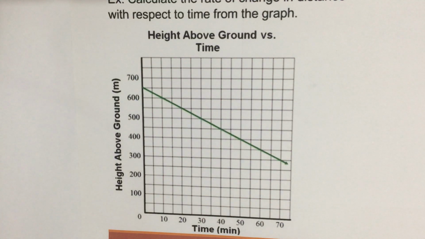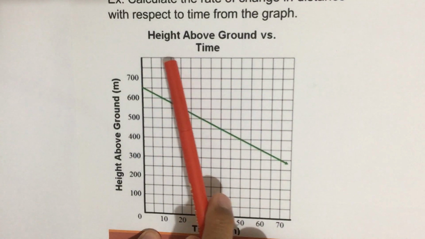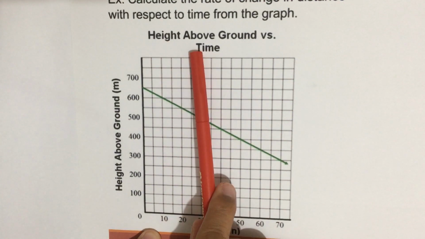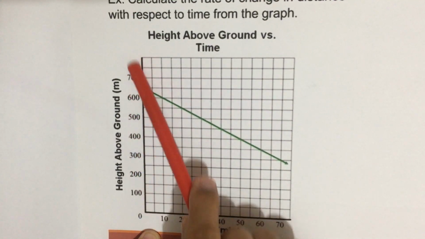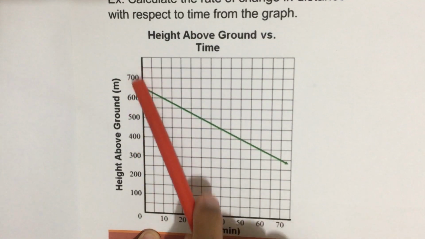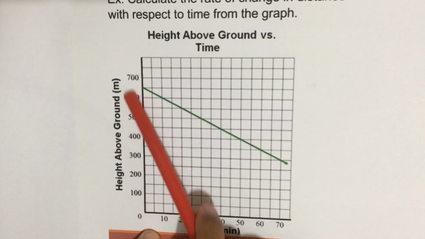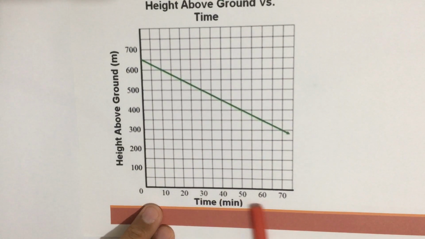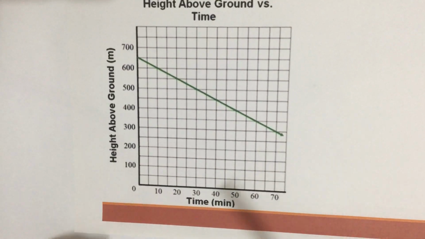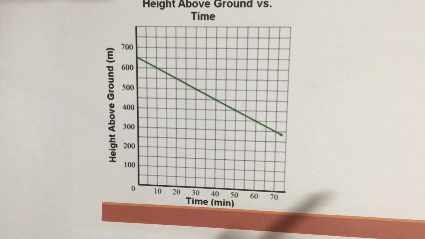Alright, so you're done. For this problem, we're asked to calculate the rate of change in distance with respect to time from the graph. This graph is the graph of height above ground versus time. The vertical numbers are the height above the ground in meters, and this is the time in minutes. So let us calculate the rate of change for this graph.